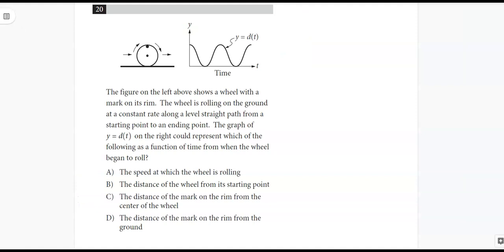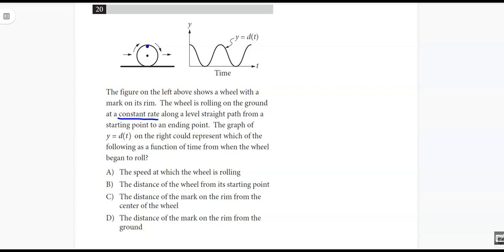All right, number 20. Looks like we have a physics problem, some sort of a graph here, so let's jump into it. Says the figure on the left shows a wheel with a mark on the rim, so right here is the mark on the rim. The wheel is rolling on the ground at a constant rate, so it's not changing speeds from a starting to an end point. The graph on the right, which one could be a function of the time from the wheel began to roll.